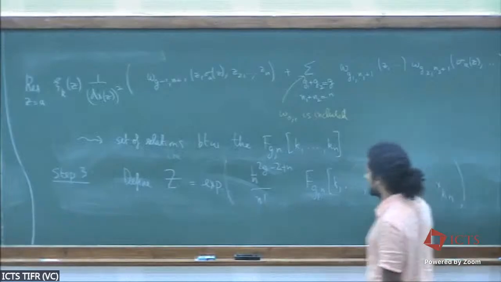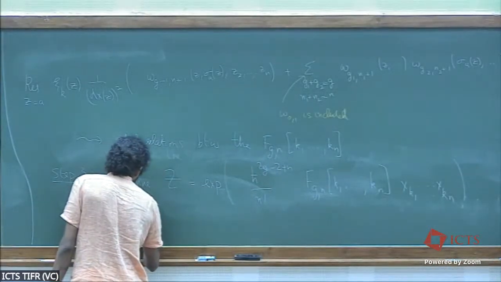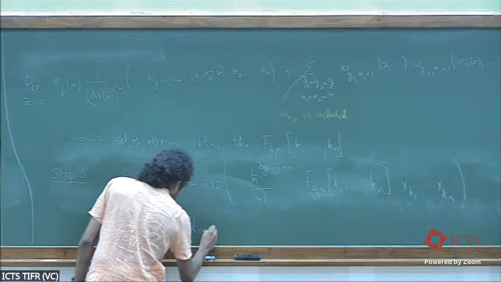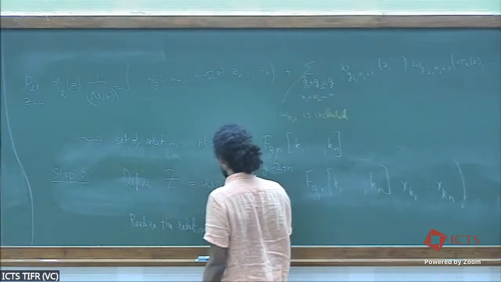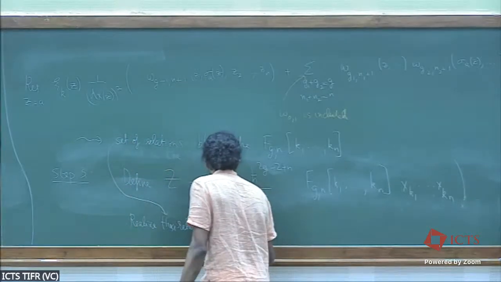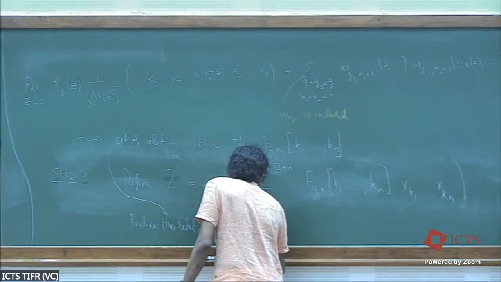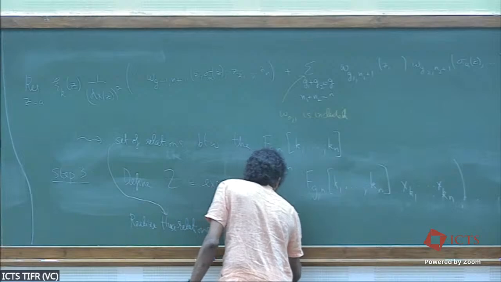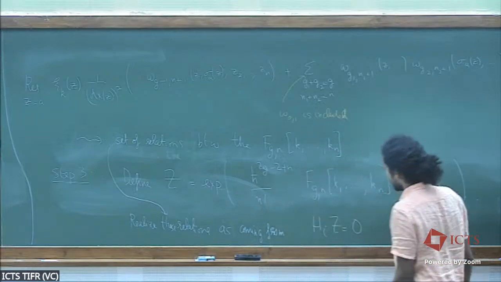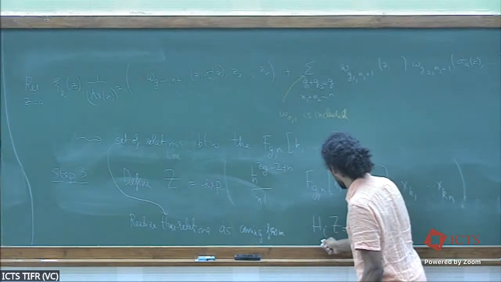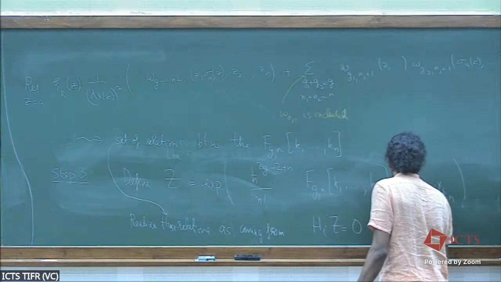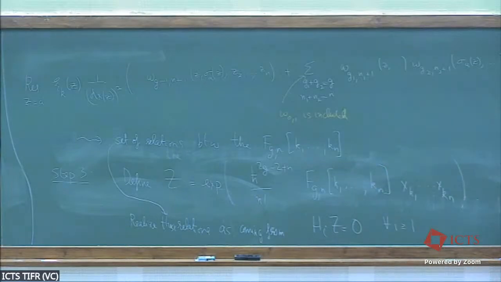Okay, and I claim that one can realize the relations between the F_{g,n} that you got here, realize these relations as coming from some set of differential operators that I'll call H_i acting on Z, where i starts from, let's say, 1. I'm not telling you what the H_i are.